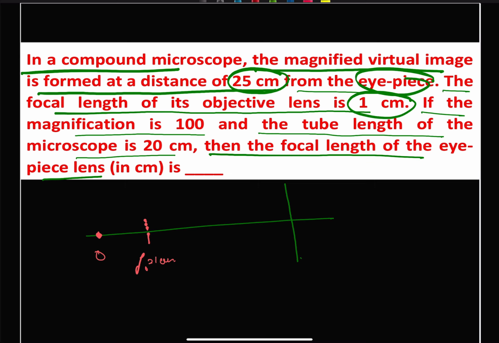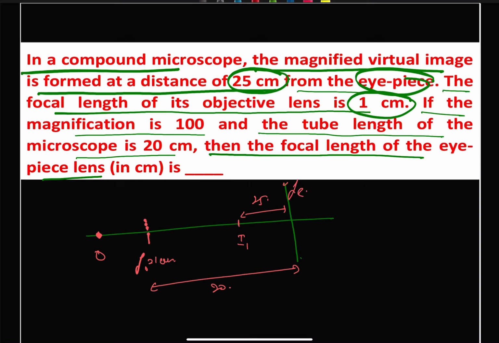So let us suppose we have the image somewhere here, I1, distance is about 25, and magnification 100, and we need to find the focal length of the eyepiece lens. Okay, the tube length is given as 20, so this will be our 20 centimeter, and somewhere here that will be our eyepiece focal length.